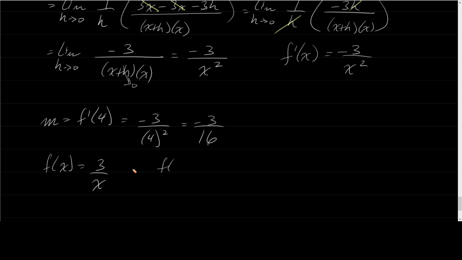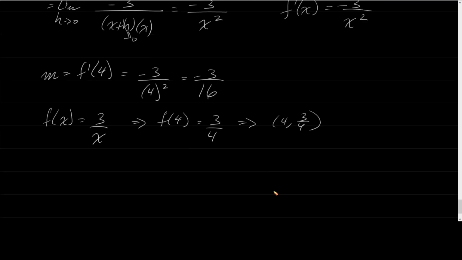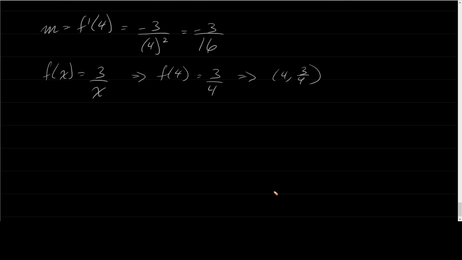So that means that f of 4 is 3 over 4, which gives me the point 4 comma 3/4. Now that I've got that, I have a point and a slope. So now we can use our point slope formula, which was very cleverly named. And all I need to do here is plug in the respective parts.